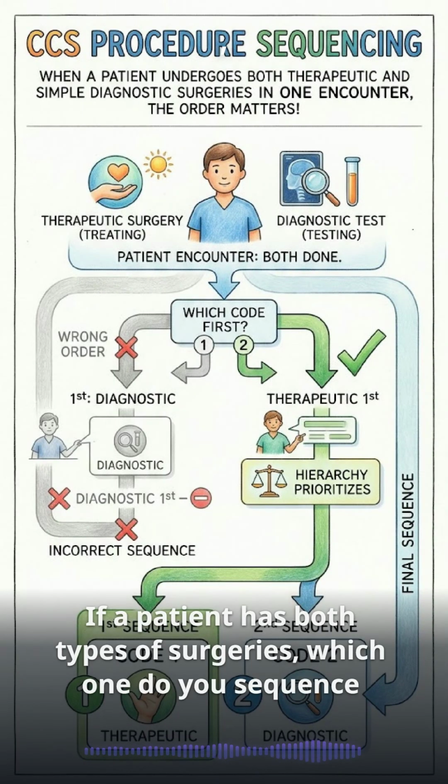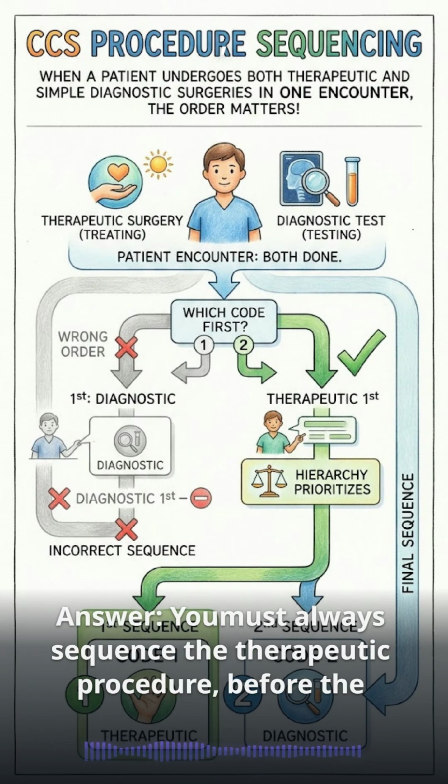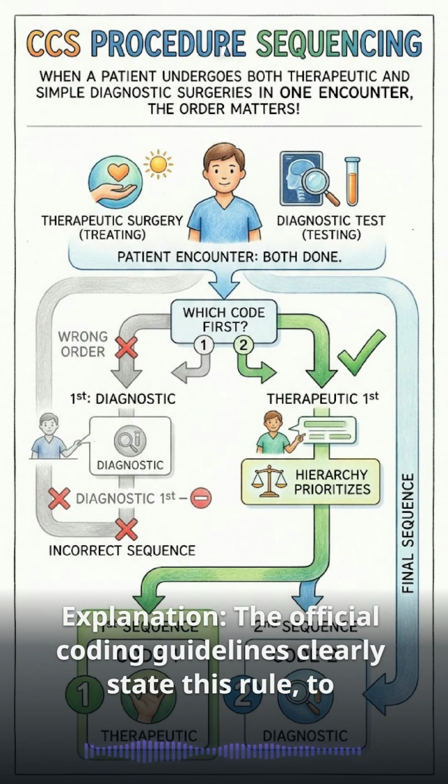44. If a patient has both types of surgeries, which one do you sequence first? You must always sequence the therapeutic procedure before the simple diagnostic test or surgery. The official coding guidelines clearly state this rule to ensure accurate hospital financial payments.